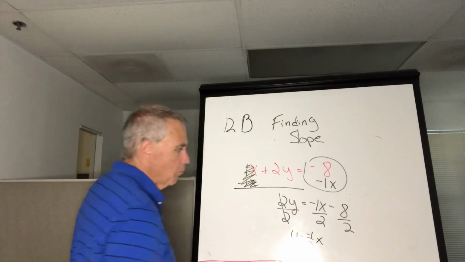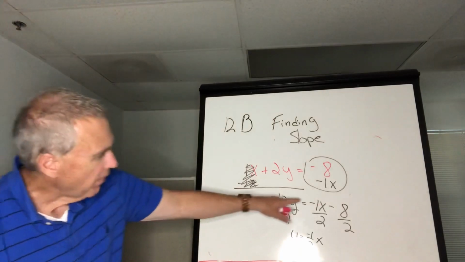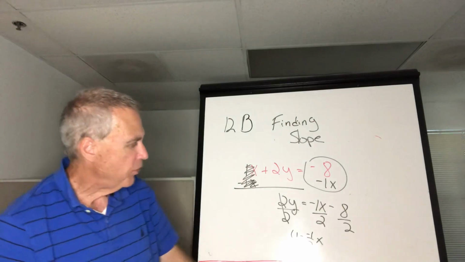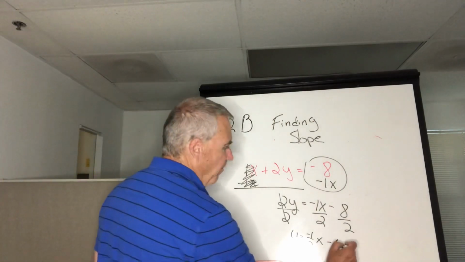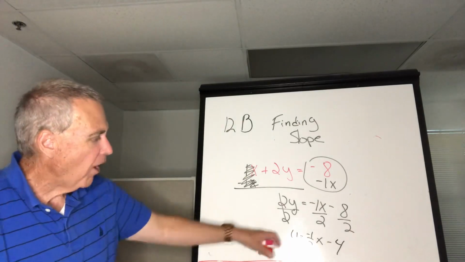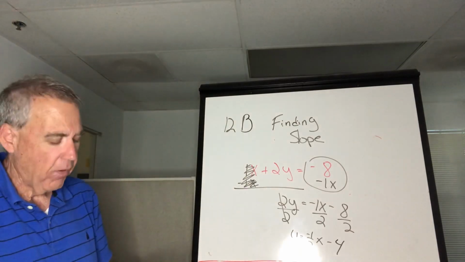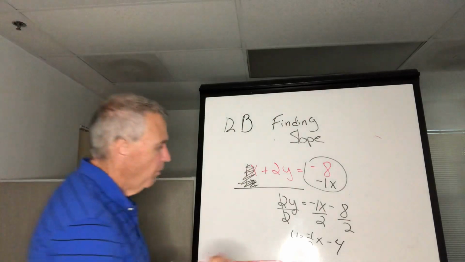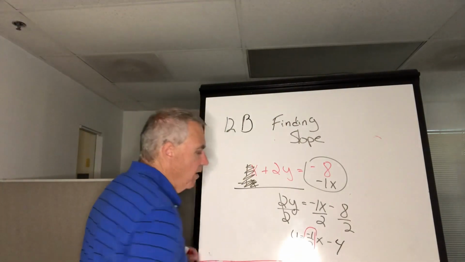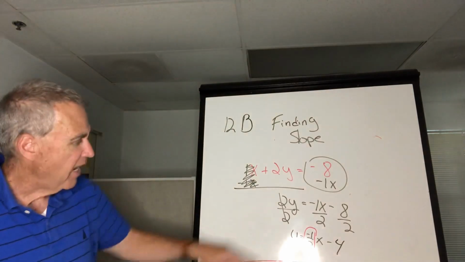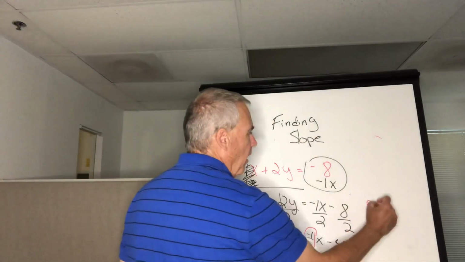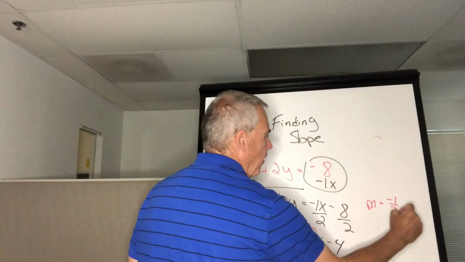-1/2x. See how I kind of separated that out a little bit? If you go in your calculator and go 8 negative and divide by 2, you'll get this number, -4. Now that we have y all by itself, now I can tell you what the slope is. It's the fraction right in front of that x. M equals -1/2.